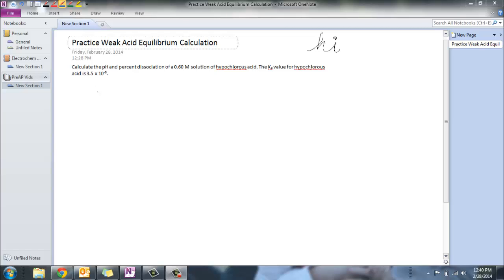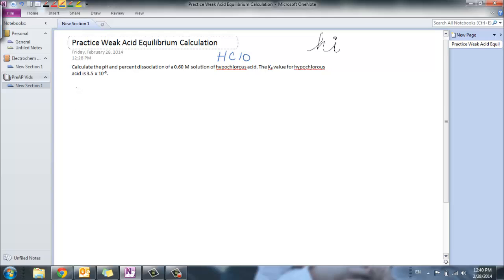Basically, the weak acids don't dissociate 100%, and so we're calculating how much they are dissociating and what the resulting pH will be. So this problem says calculate the pH and the percent dissociation of a 0.6 molar solution of hypochlorous acid, that is HClO. And the Ka value is given for the hypochlorous acid.